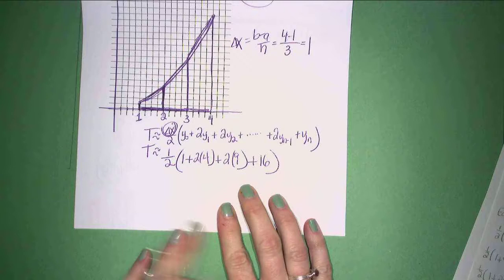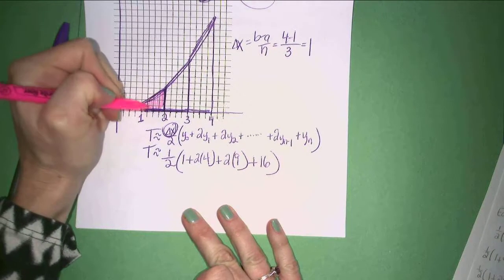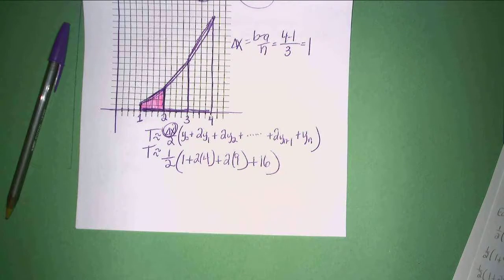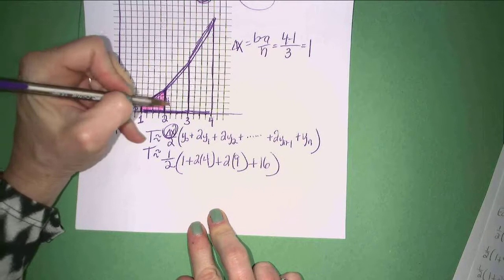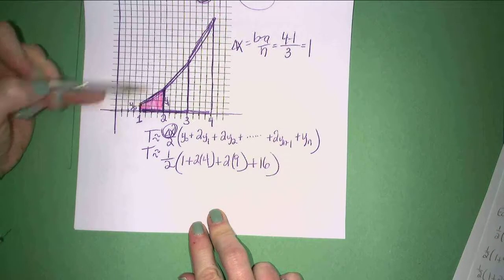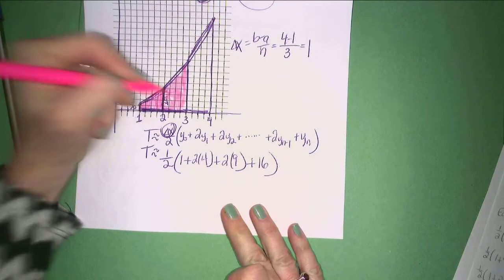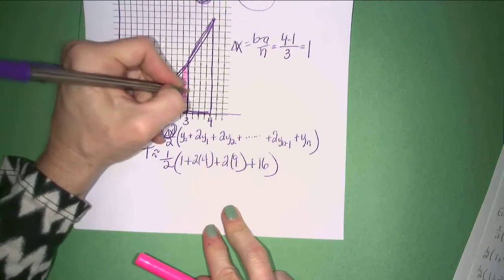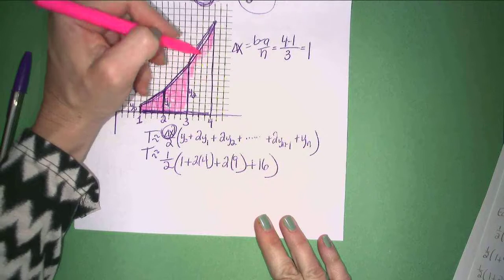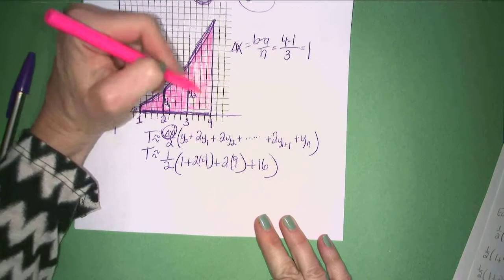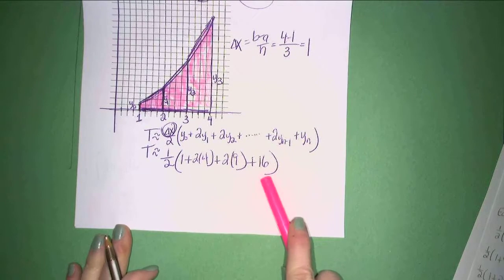Now you can see the mechanics here, check it out. So if I fill in this first trapezoid, see how your y sub 0 is only used once, but your y sub 1 is used twice. It's used in this trapezoid and the next trapezoid. And then see how your y sub 2 is also used twice? It's used in the second trapezoid and the third trapezoid. But your y sub 3, your 16, is only used one time.